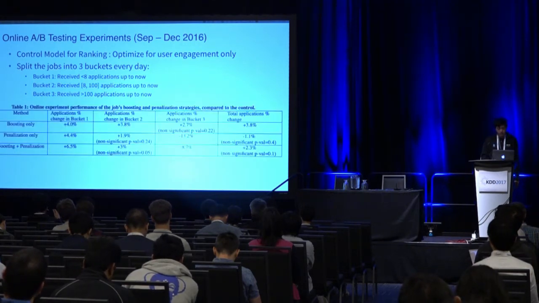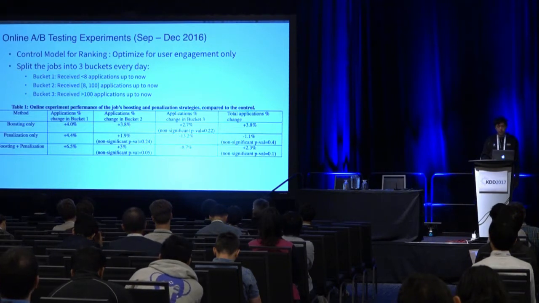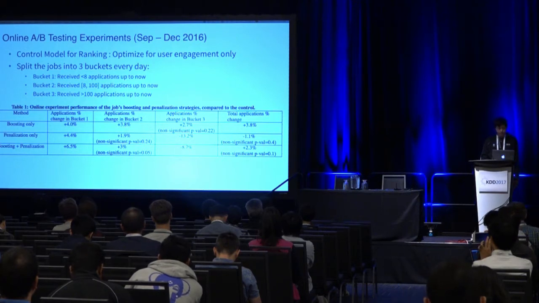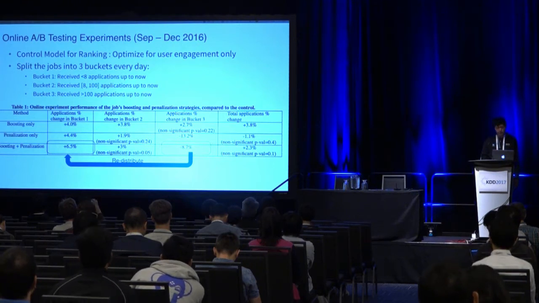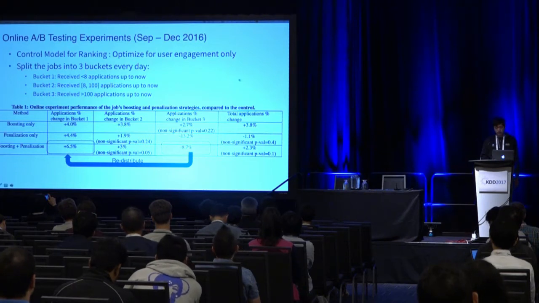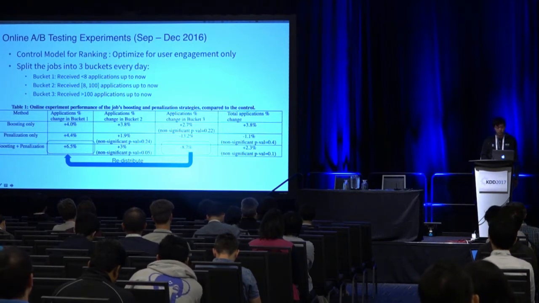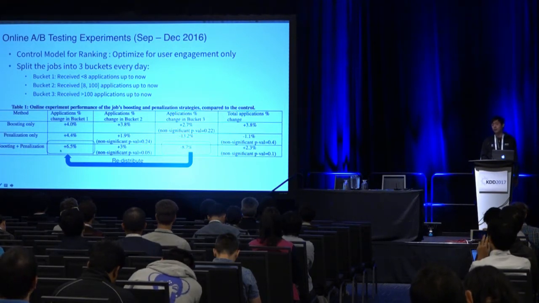So you can clearly see from this table that we have tried 3 methods, right? One is boosting only, one is penalizing only, and the third one is boosting plus penalization. And clearly the boosting plus penalizing works the best. I want to highlight 2 things. First of all, if you look at the application percentage change in bucket 3 versus bucket 1, we're actually able to redistribute a lot of clicks. Basically, this part becomes negative. We're able to redistribute the applications from bucket 3 to bucket 1, which is exactly what we want, because we don't want further applications to be received in bucket 3. However, we want more and more applications to be received in bucket 1 because this is what we really care about.